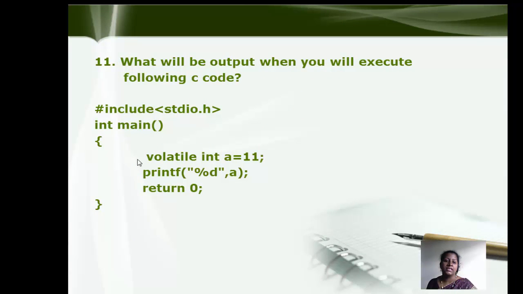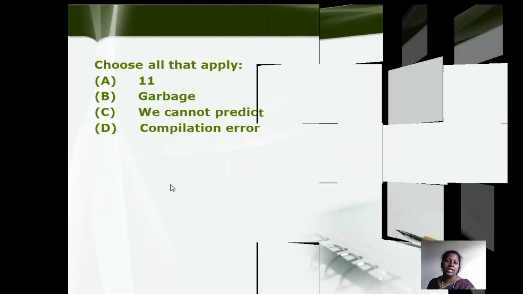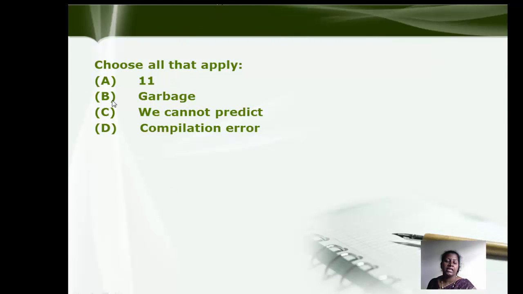So what is the output of this program? Here I have an integer variable a is equal to 11, and this integer has been assigned with a prefix volatile, and now I am printing the value of a. So we shall now look at the options here. A is 11, B is garbage, C cannot predict, and D is compilation error. So what will be the right option here? Let us look at the output. It's answer C, we cannot predict, because volatile is something which keeps on changing.